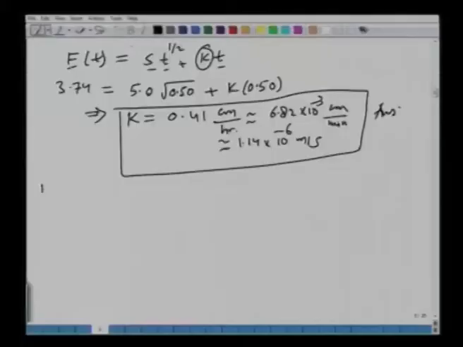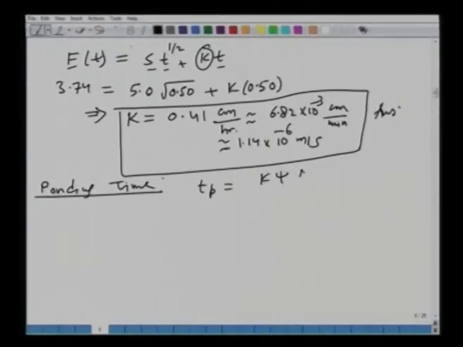Now, we go to the second part of this problem, in which we need to find the ponding time and the cumulative infiltration at ponding. That should be fairly easy to see. We had derived the expression for the ponding time using the Green-Ampt equations, and it was given by K psi delta theta over I times (I minus K).